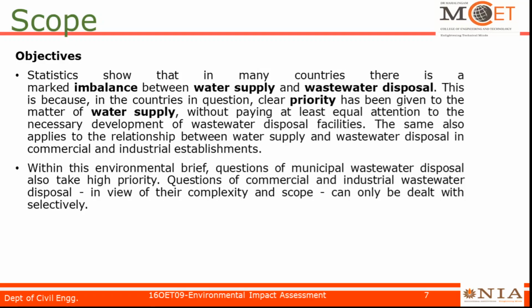Right, so they give a lot of importance to fulfilling the water supply demand, but not to disposal facilities for wastewater. With this environmental brief, questions on municipal wastewater disposal also take high priority. Questions on commercial and industrial wastewater disposal, in view of their complexity and scope, can only be dealt with selectively. So domestic wastewater treatment is relatively easier, but commercial and industrial wastewater treatment is more complex because the process is complex. Here it's only water coming from the kitchens or the latrines, but there it is the manufacturing process which is generating a lot of wastewater.